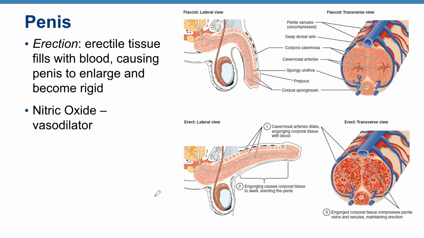And in the picture below, you can see that the penis is rigid and erect because we have blood vessels that are filled with blood, right? And not only do we fill those capillaries with blood, we also retain it in the penis. The dilation of these blood vessels and accumulation of blood cause the tissue to swell and erect the penis.